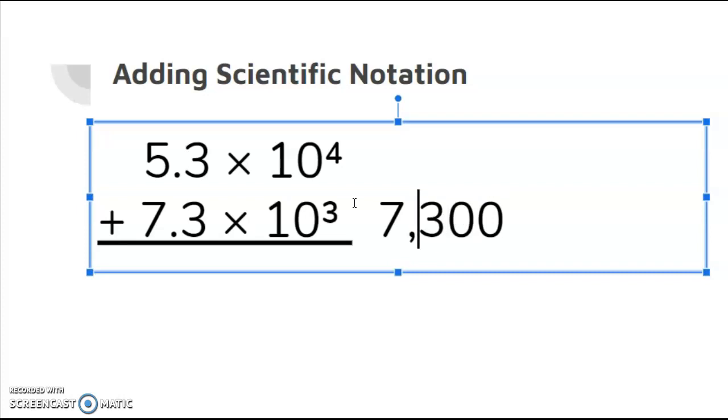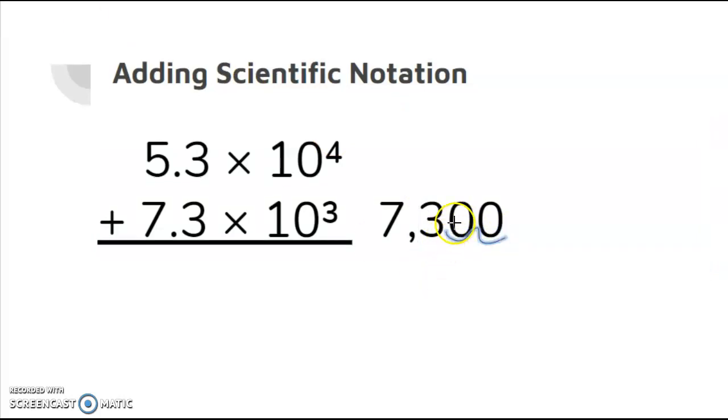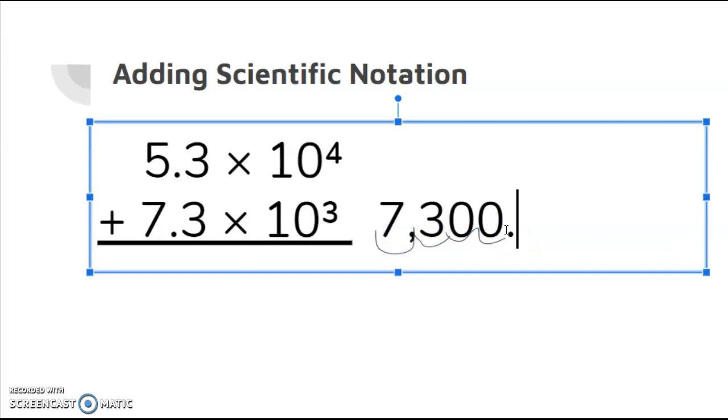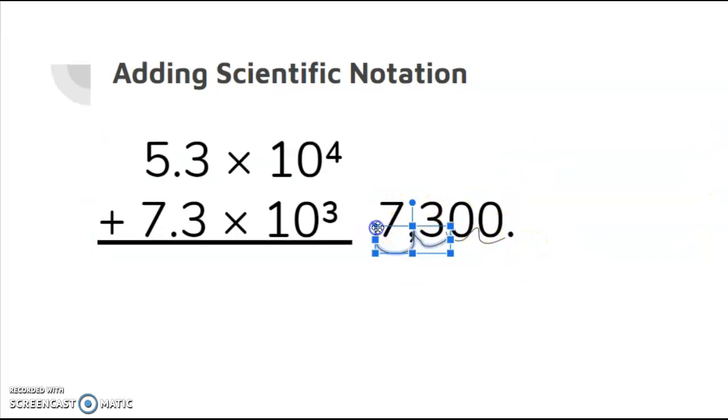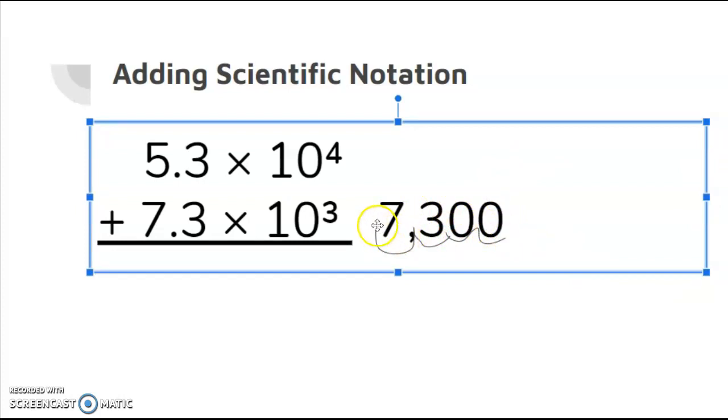So now we're going to move it back so that it becomes the 4th power. So this would be 1, this would be 2, this would be 3 and 4. So the decimal is back here. However, it is now moved over here. So our number now is 0.73 or 73 hundredths. And that is being multiplied by 10 to the 4th power.